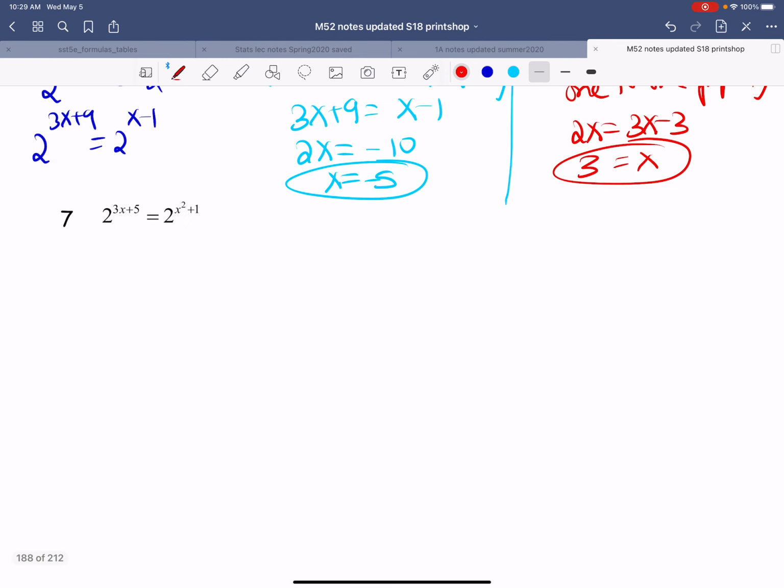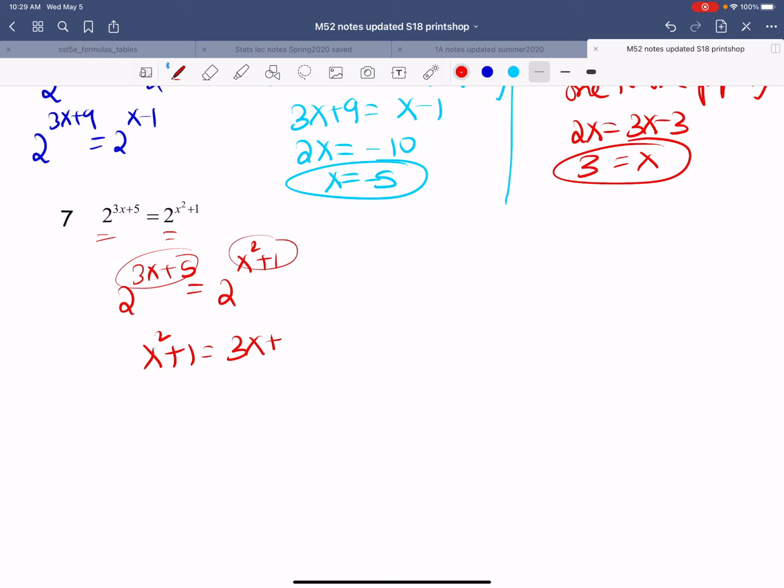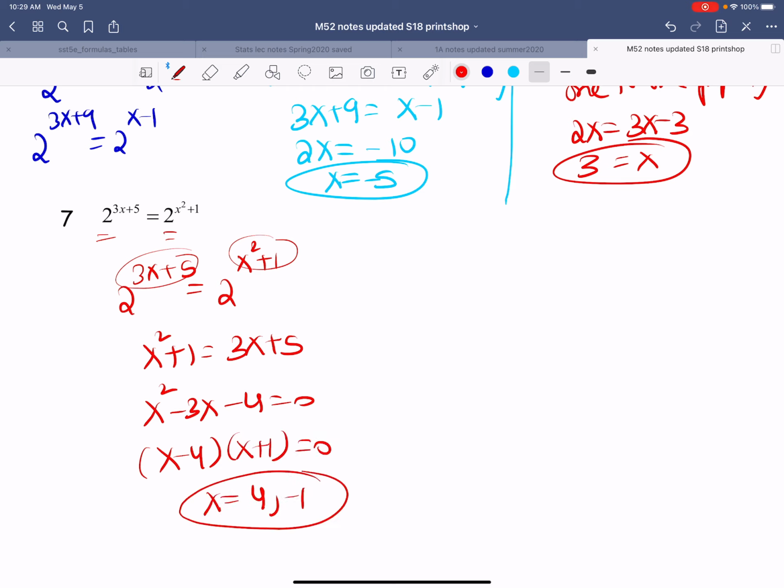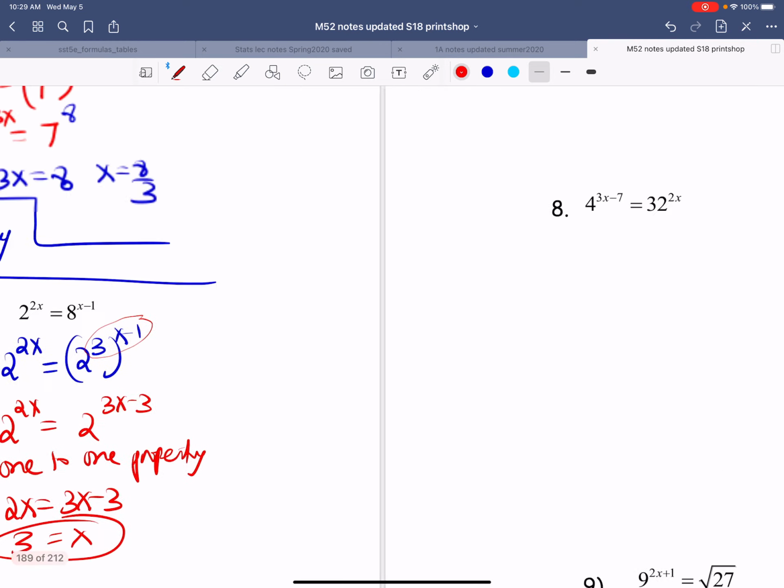All right, another example here. The nice thing, my base is already the same. 2 raised to the power 3x plus 5 equals 2 raised to the power x squared plus 1. I can just go ahead and make the exponents equal to each other. Now it's a quadratic equation. To solve it, I must bring everything to one side, and x minus 4, x plus 1 are the factors. So 4 and negative 1 are my two solutions for this equation.